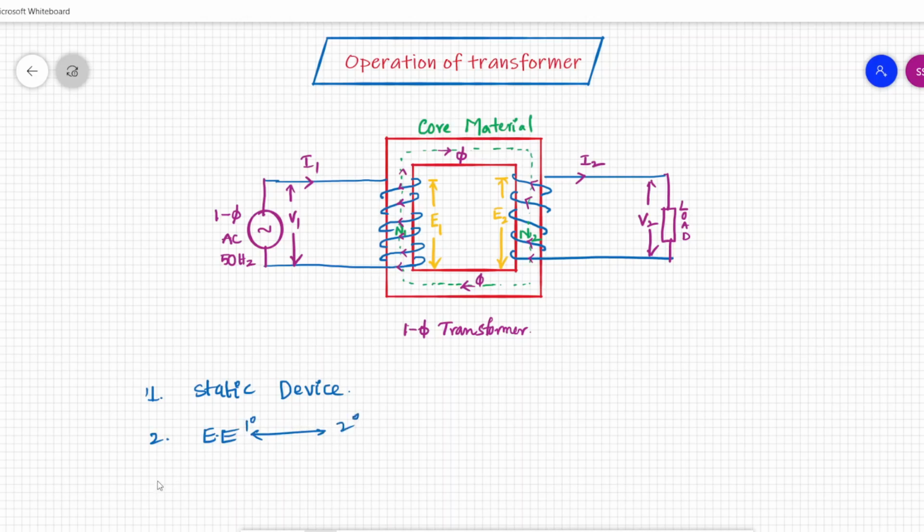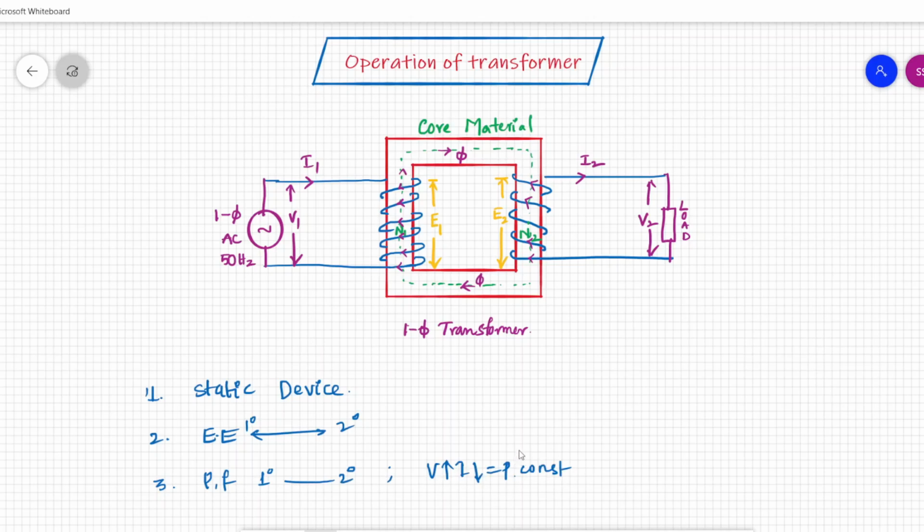There is no change in power and frequency from one circuit to another circuit, but there can be changes in voltage and currents such that power will be constant. So this was the basic idea about a transformer. Now let us see how a transformer really operates.